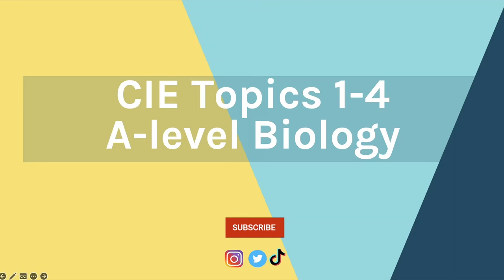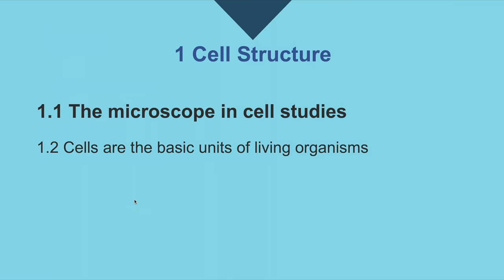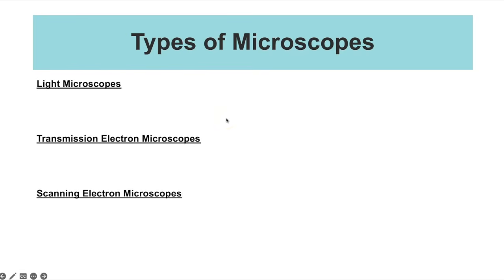So let's jump into all the information you need to know for Cambridge International A-level for topics 1 to 4. We're going to be going through cell structure, biological molecules, enzymes, and cell membranes and transport. Start with cell structure, which is split into these 2 subsections: the microscope in cell studies, and cells are the basic units of living organisms. So we're starting with microscopes.